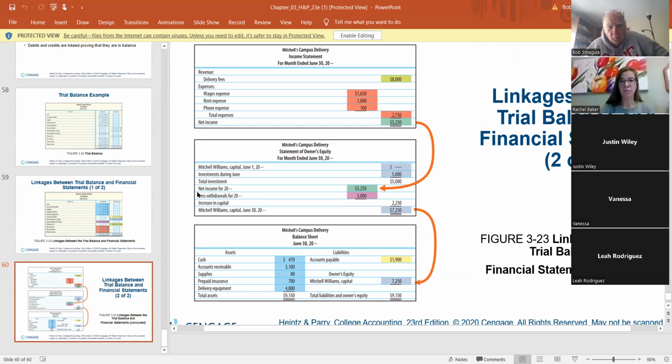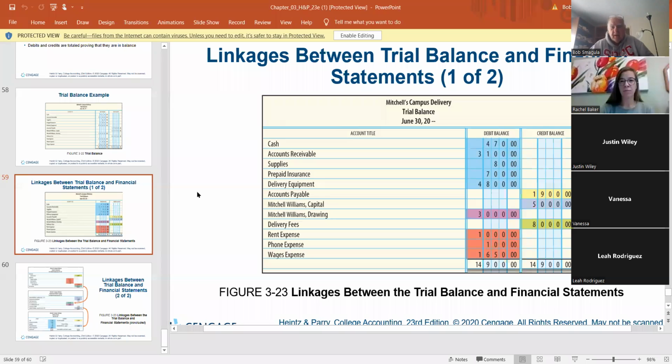We're ready to do the financial statements. And the financial statements must be done in the proper order. You cannot do them otherwise. You must start with the income statement, followed up by the statement of equity. Finally, you do the balance sheet, which is really a recitation of the accounting equation.